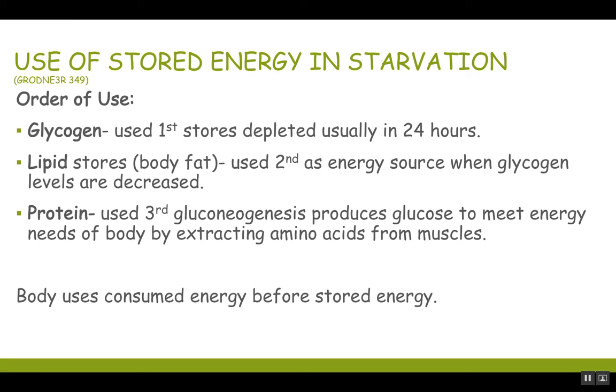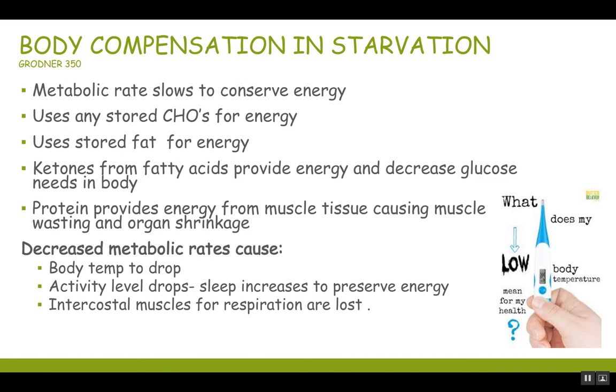When your body is in starvation mode, your metabolic rate will slow down because you need to conserve energy for vital organ functions. It uses any stored carbs, then it uses fat, and then the ketones from the fatty acids will provide energy and decrease glucose needs in the body. You need glucose for your brain function, so it tries to pull from whatever reserves it has to maintain some homeostasis. Now, protein will provide energy from muscle tissue, and that will cause muscle wasting and organ shrinkage.